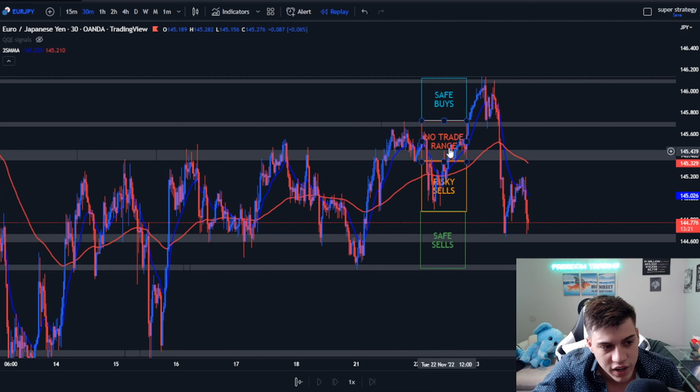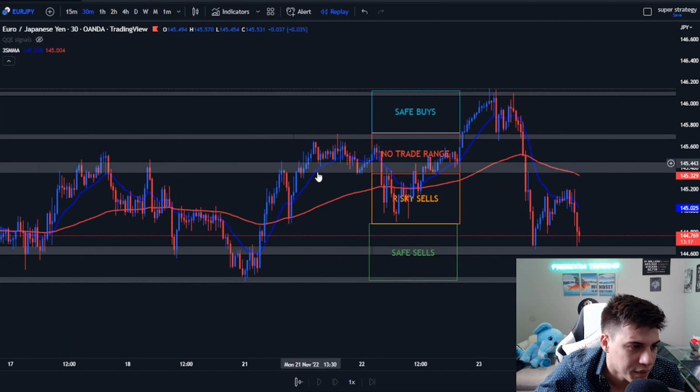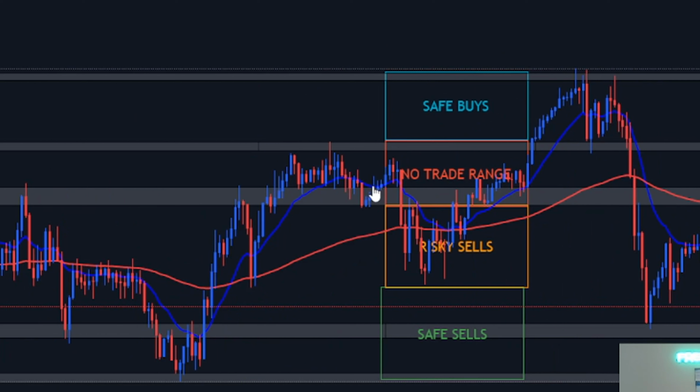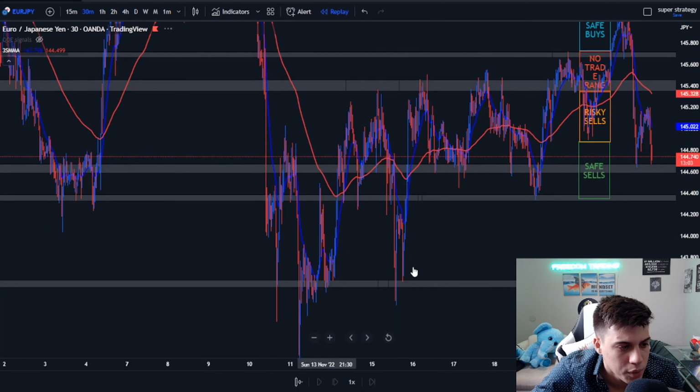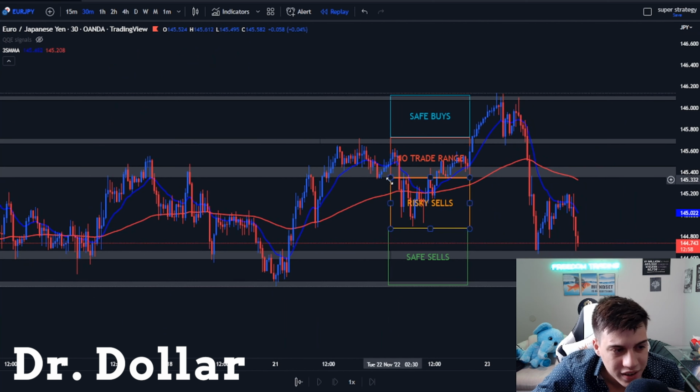Oh look, okay, so yesterday I had this whole thing marked up, so let's talk about it. So right over here I had my no trade range, which was this whole range from here to here. That whole range I didn't want anything to do with. I wanted my risky sell level, which is right below the lows. I wanted my safe buys right above the highs. My risky sell level is because we were overall bullish here. So I know that taking sells is pretty risky, correct? But they can still play out.